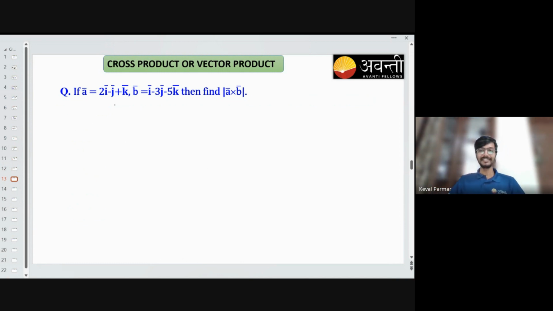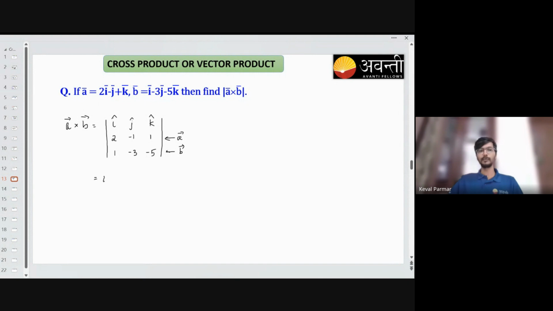If A vector and B vector are given in terms of i, j, and k, what does that mean? That means I can find A vector cross B vector by using a determinant. The first row is i cap, j cap, k cap. The second row will be the coefficients of A vector, and the third row will be the coefficients of B vector. That is 2, minus 1 and 1. It will be 1, minus 3, minus 5.